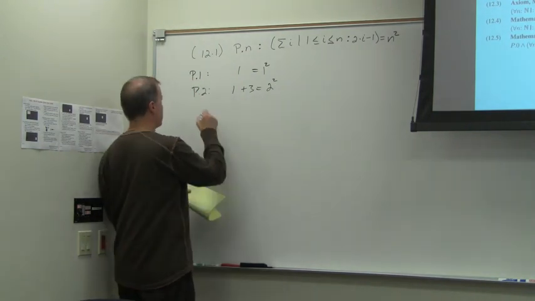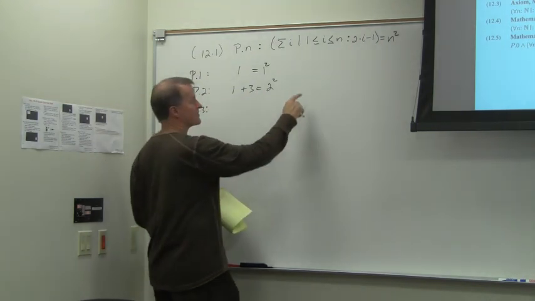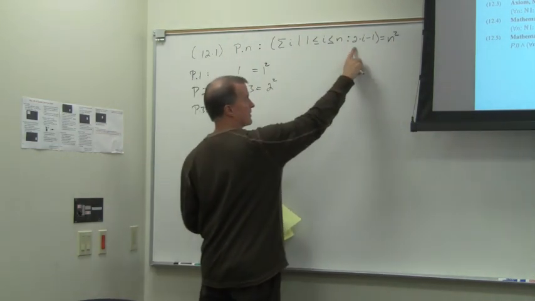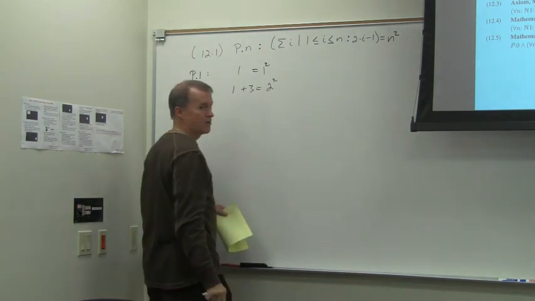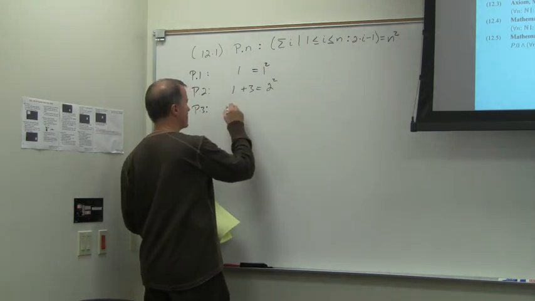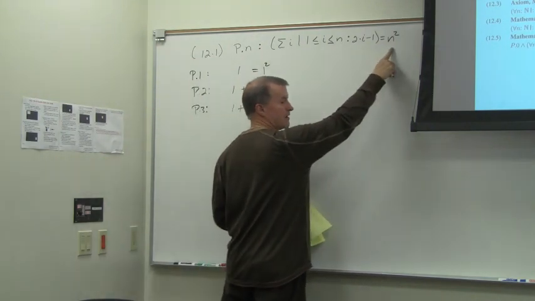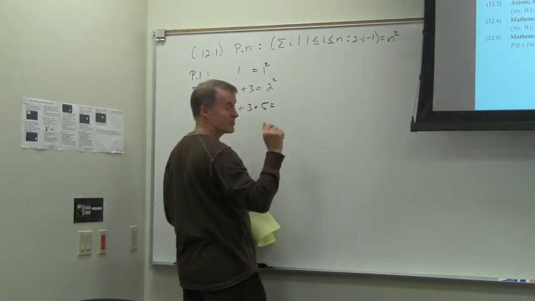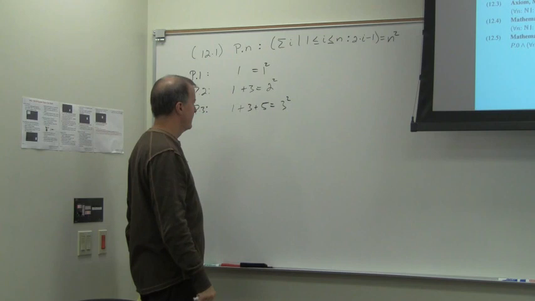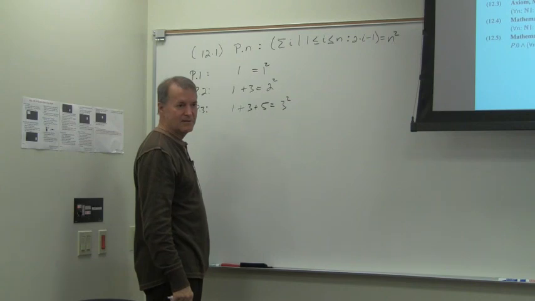Okay, Rochelle, what would happen if we did P.3? What would the values of I be? 1, 2, and 3. And so this would be 1 plus 3 plus what? 5. Yes. And then what would this be? 3 squared. Is everybody clear on this? Is that true? 1 plus 3 is 4, plus 5 is 9. 3 squared is 9.